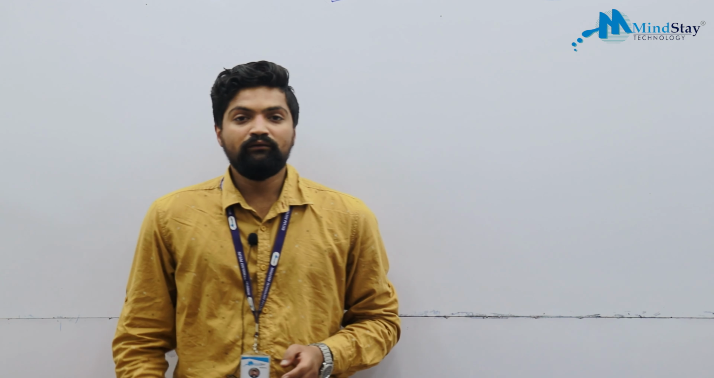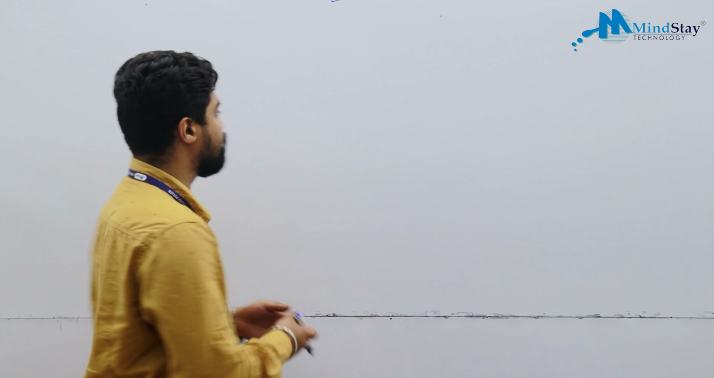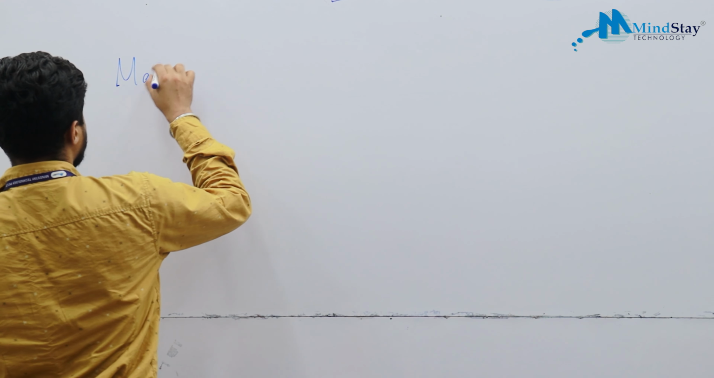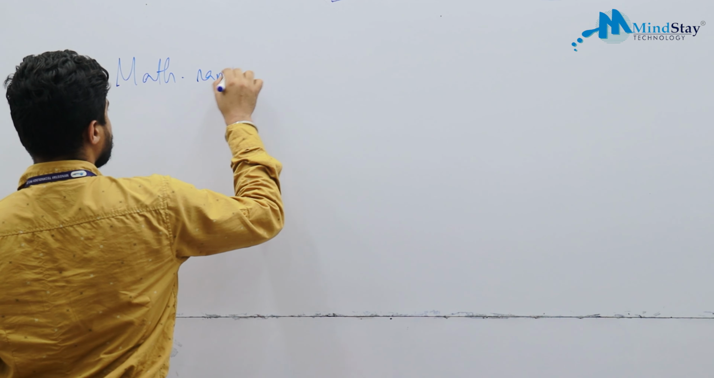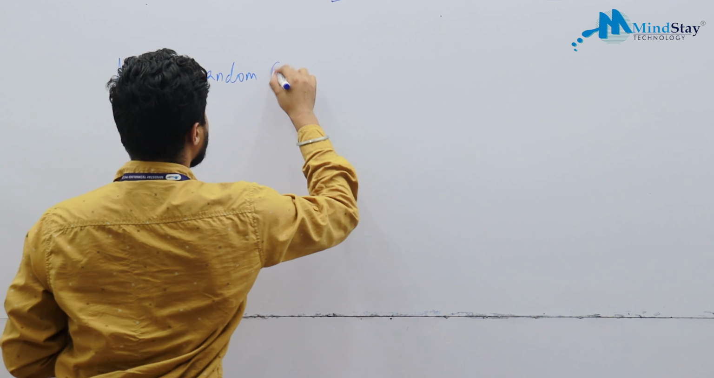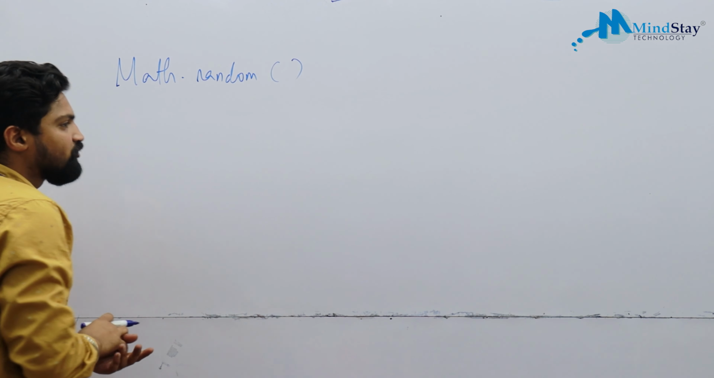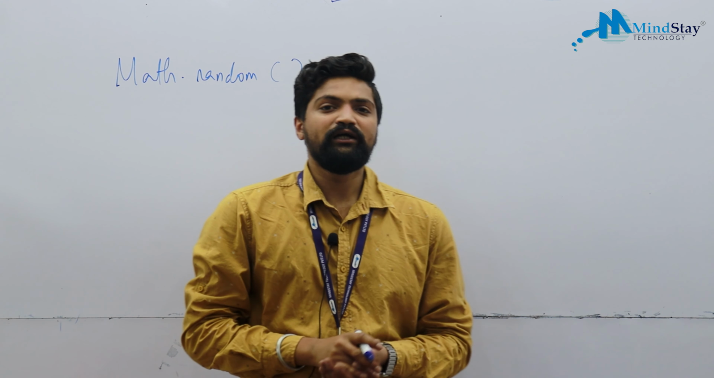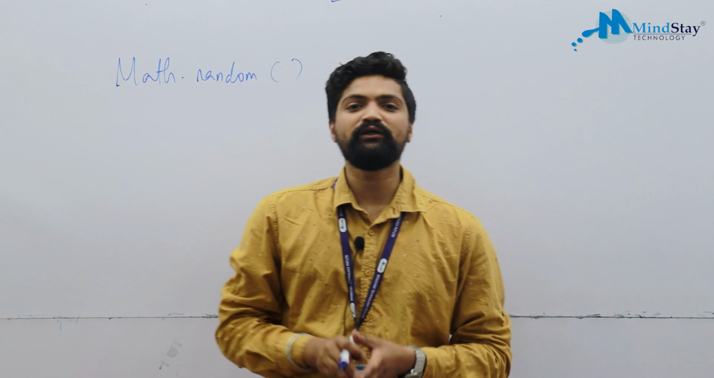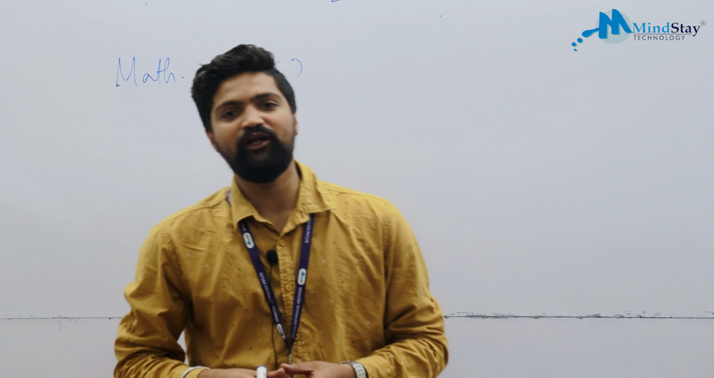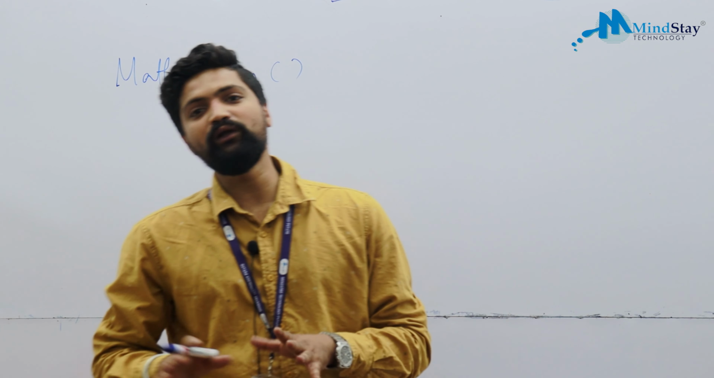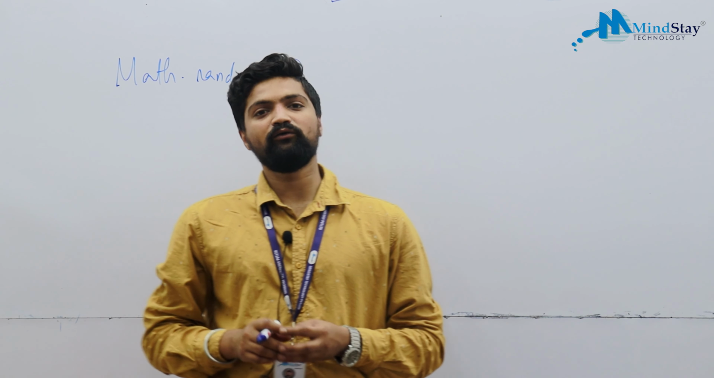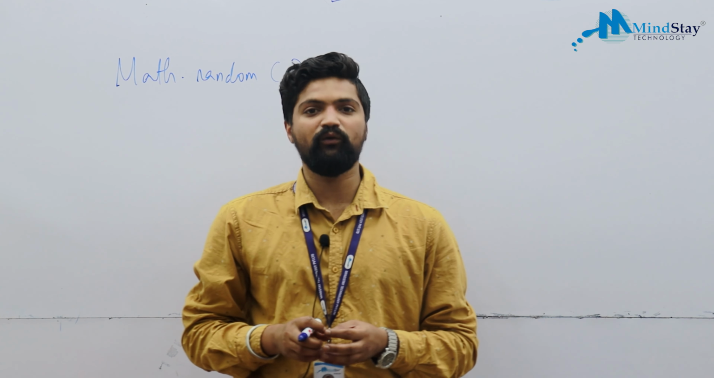Now the next mathematical function is math.random. So what does math.random do? It takes any random value between 0 and 1 and prints it.